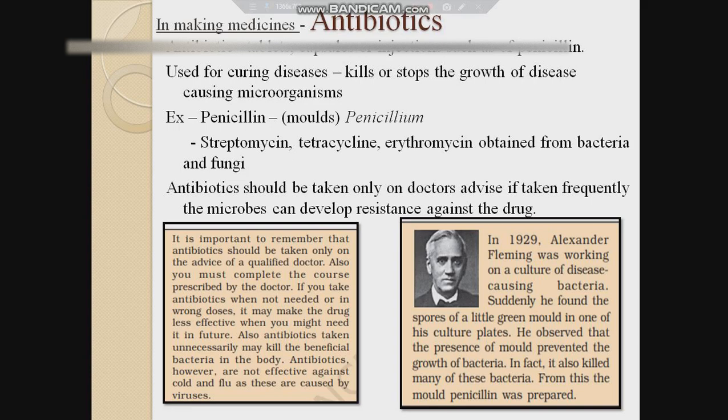It was in 1929 that Alexander Fleming was working on a culture of disease-causing bacteria. Suddenly he found spores of a little green mold in one of his culture plates. He observed that the presence of the mold prevented the growth of bacteria. In fact, it also killed many of these bacteria, and from this mold penicillin was prepared, from which we got the antibiotic penicillin.